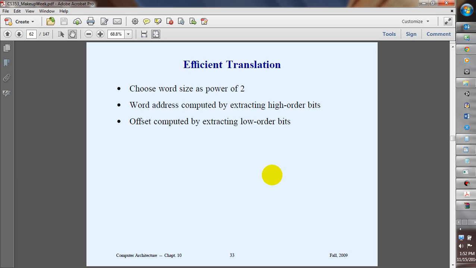To be efficient, we usually choose word size as a power of 2. This way, when we're extracting the word address, we can simply extract the higher order bits, and that's our word address. And then the offset is computed by extracting the lower order bits. So instead of doing division, which is a costly thing that requires an ALU, if we do these by powers of 2, we can simply chop off the bottom half, and that gives us our word address that we're going to be looking at, and then the rest of those lower order bits refer to the offset that we're looking at.